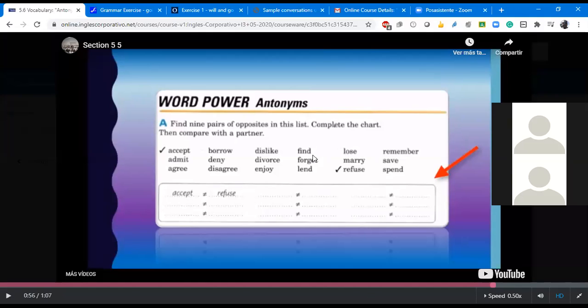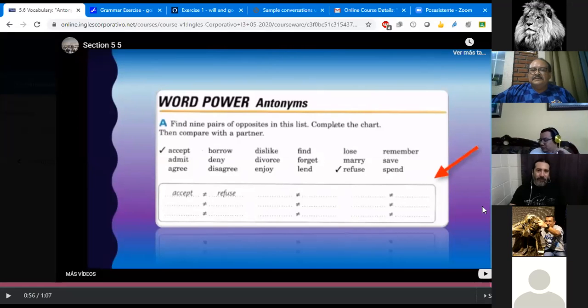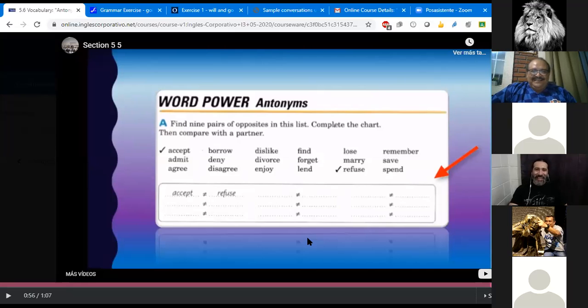Okay, Jorge, go ahead. Since I got married, I couldn't save money. Okay, since I got married, I couldn't save money. Well, that makes sense. It's like when children come, you also forget about sleeping.